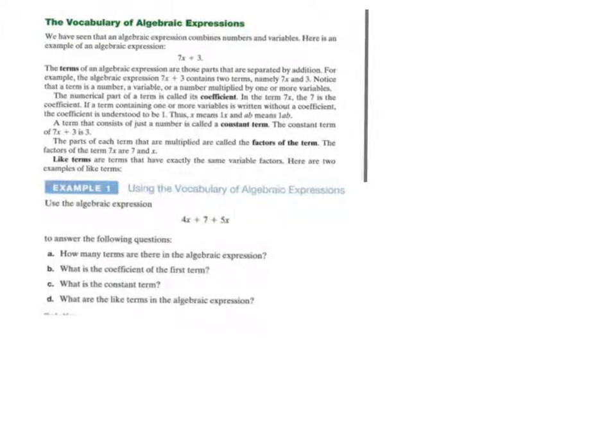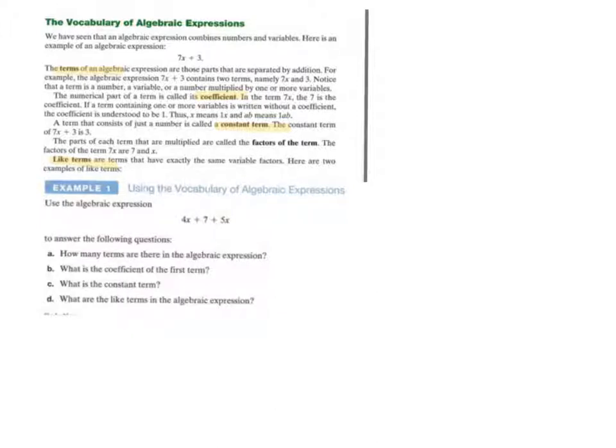Right, there are a few definitions that you need to know, and they're up here: terms, coefficient, a constant term, and like terms. So the first thing I want to do is look at those individually. Terms are expressions, those parts that are separated by addition or subtraction signs. Coefficient is the number that's in front of any variable. And if we don't have any variables at all with it, that's called a constant term.